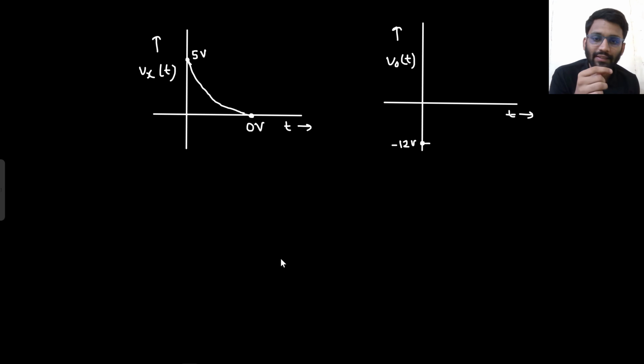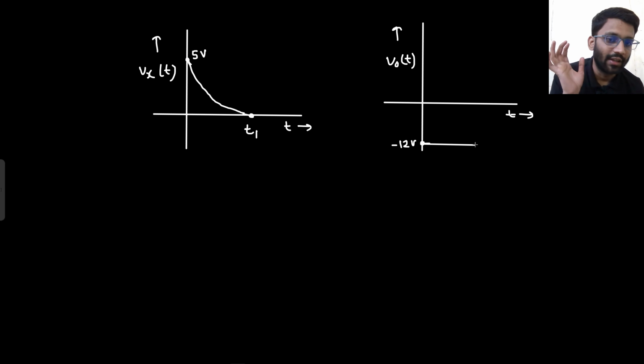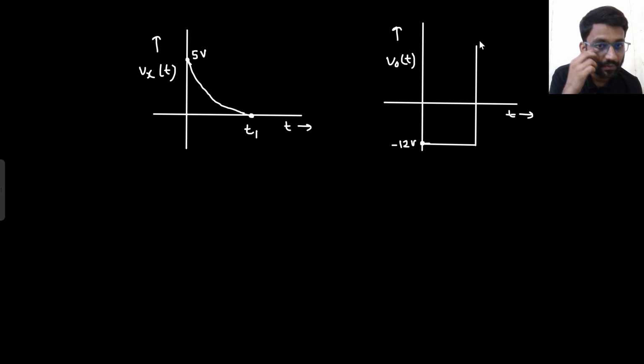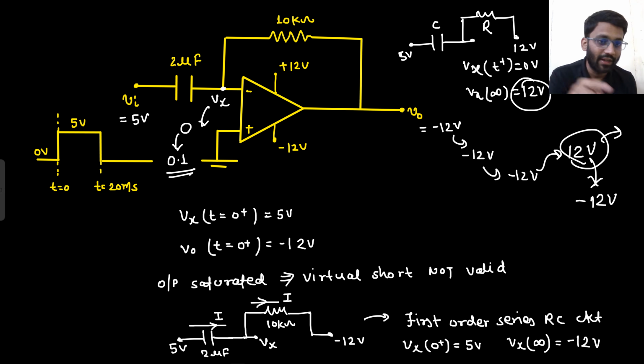So here, let's just say at t equals to t1, it was at 0 volt. So till t equals to t1, it was at minus 12 volt only. At the very next moment, it goes to plus 12. But at the very next moment, it goes to 0.1 volt. If it goes to 0.1 volt, at that moment only, it has to go down again to minus 12. It has come down again to minus 12.